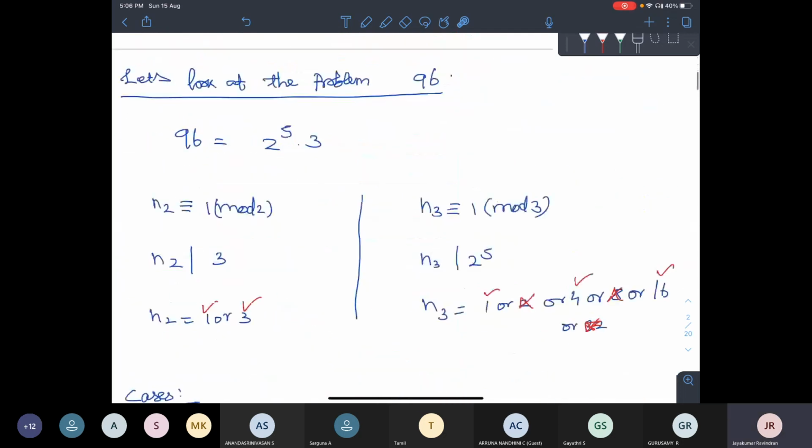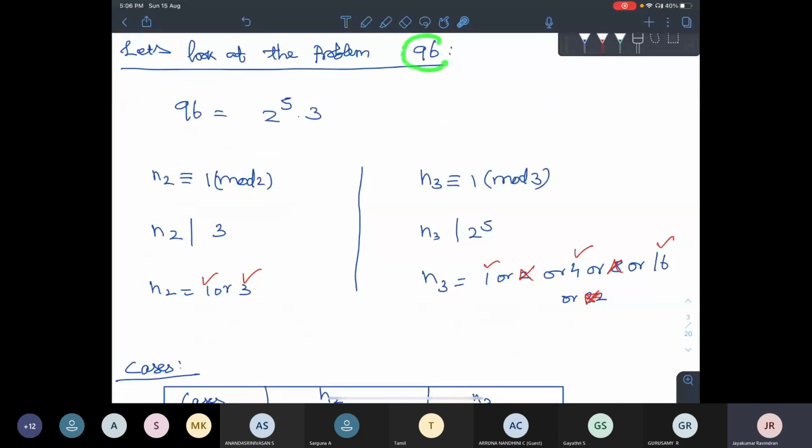And now let's go for the 96. This 96 appeared in the exams. That's why I just wanted to continue up to 60, 1 to 60, but 96 appeared in the exam. But the same trick will work everywhere. Okay, what is the first step?